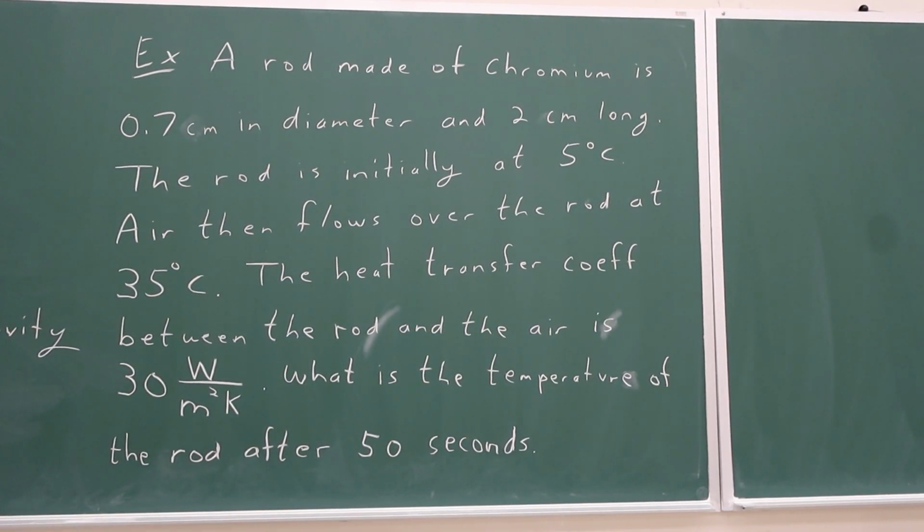Let's take a look at this problem. A rod made of chromium is 0.7 centimeters in diameter and 2 centimeters long. The rod is initially at 5 degrees Celsius. Air then flows over the rod at 35 degrees Celsius. The heat transfer coefficient between the rod and the air is 30 watts per meter squared K. What is the temperature of the rod after 50 seconds?